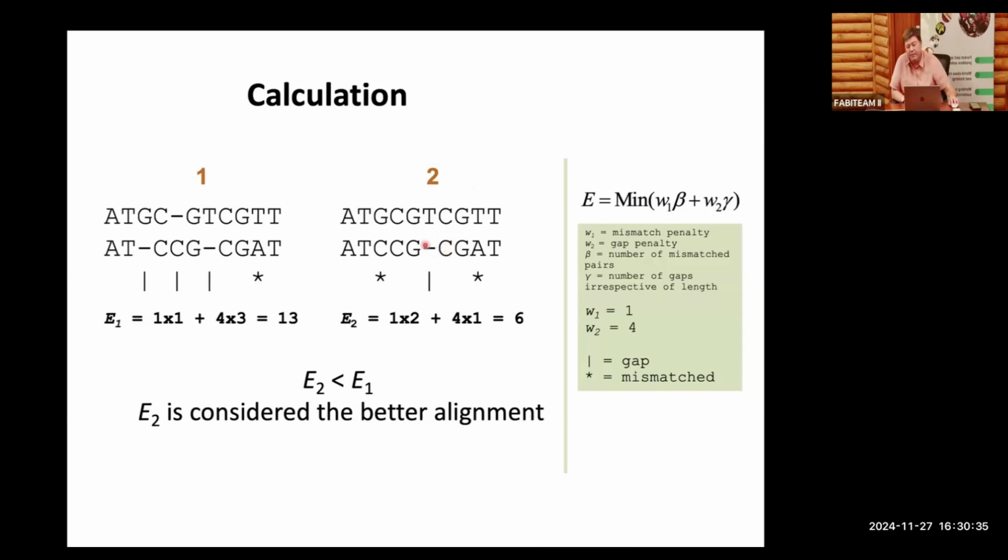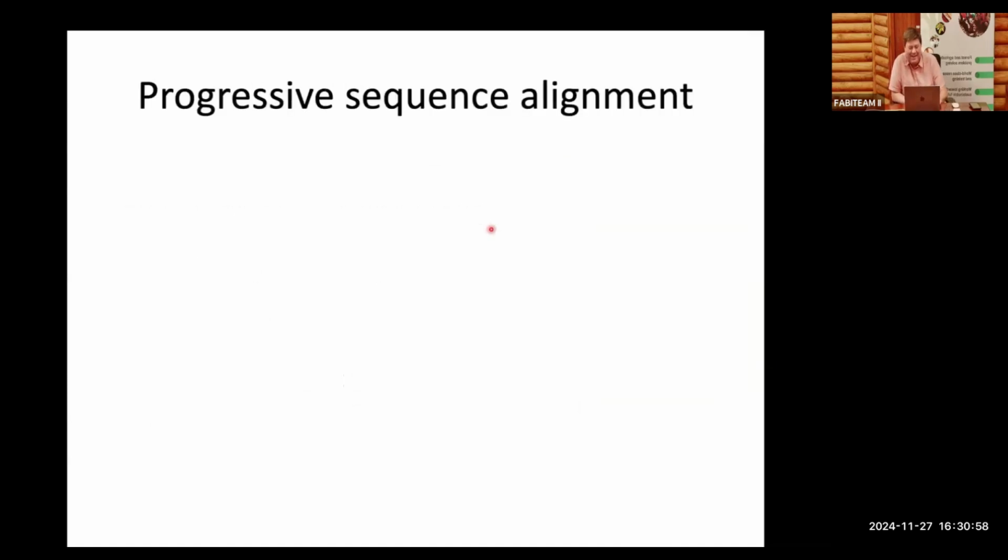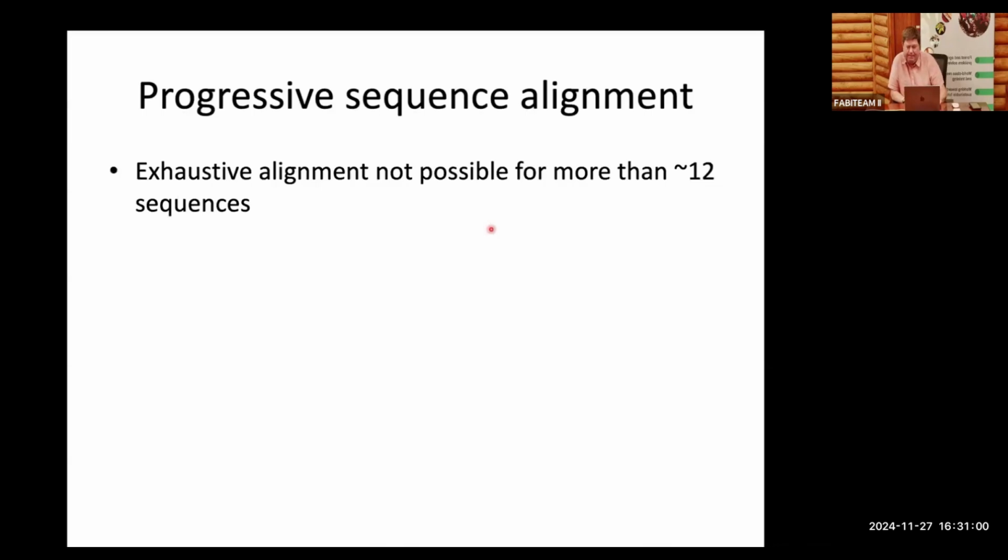If you move this to here, then you will have a gap on that side, which is also possible. But then you will also increase the alignment distance. But just to remind you, this is just to show you how it's calculated. You will see a lot of alignments a little bit later, and I have to speed up. Right, okay, so progressive sequence alignment.